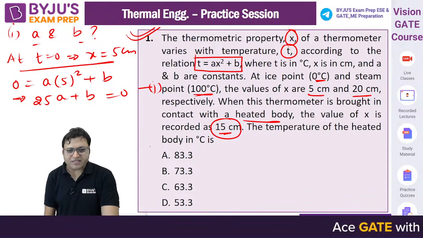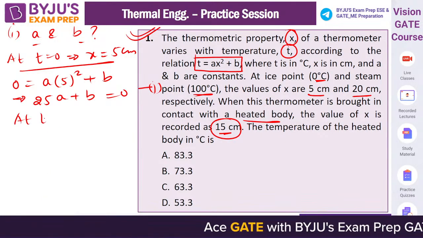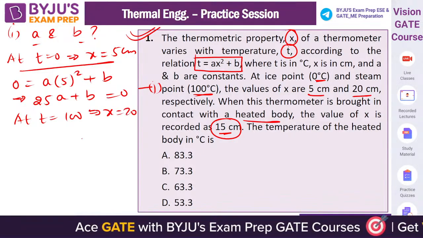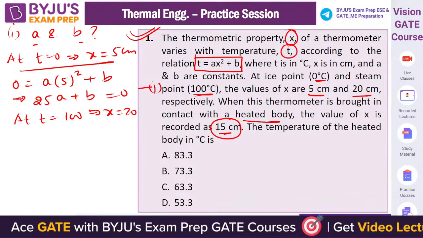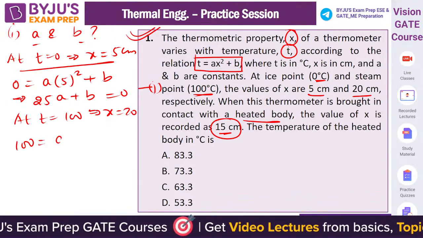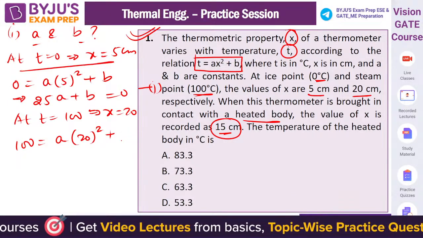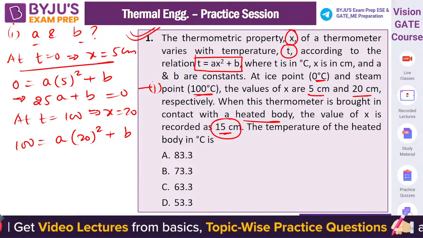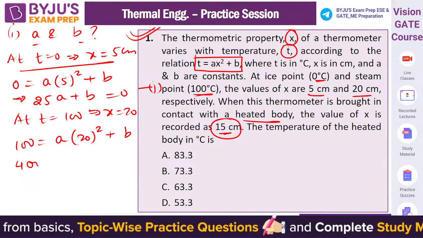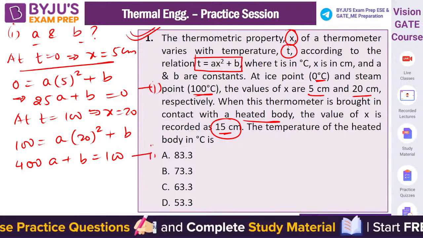The second equation we can get at T equal to 100, X will be equal to 20 centimeter. Put the value in the expression. T equal to 100 is equal to A into 20 squared plus B. So it will be 400A plus B is equal to 100. That is equation number 2.